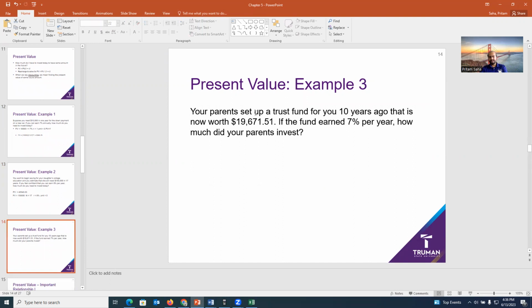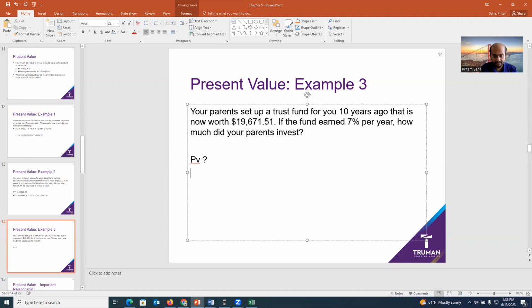Same here. Your parents set up a trust 10 years ago that is now worth 19,000 something. If the fund earned 7% per year, how much did you plan to invest? So it looks like today is the value, but they invested 10 years before. So what if we say 10 years before is 0 and today is 10 years after? Make sense? Then we need the present value formula.